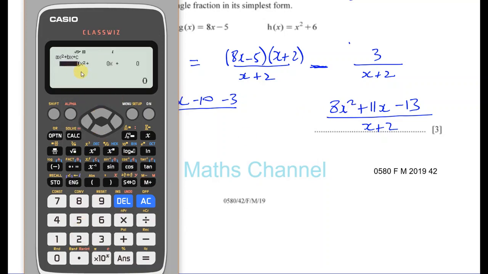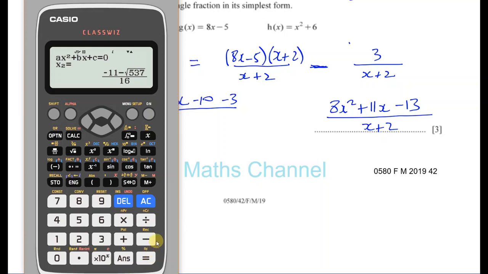And then you put in the coefficient of x squared as a, which is 8, press equals. Then the coefficient of x, b, which is positive 11, press equals. And then the constant, which is negative 13 in that place, press equals. And then when you press equals again, it will tell you the solutions. That's one solution, and that's another solution.